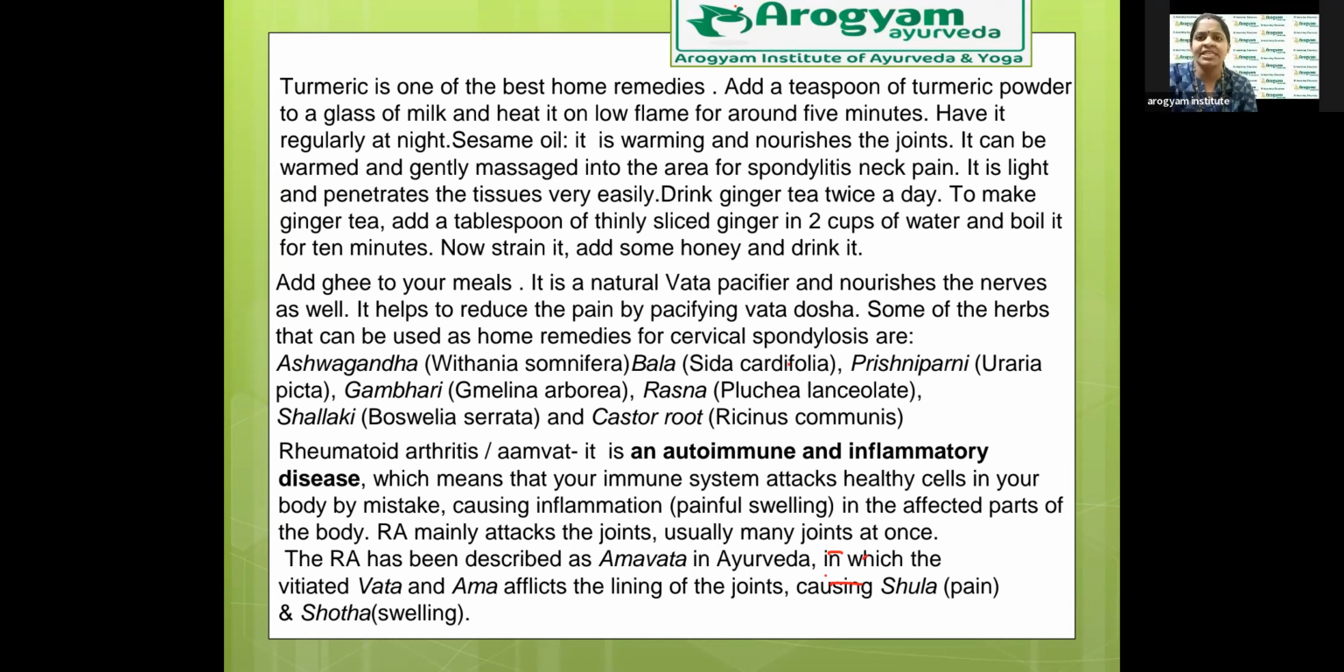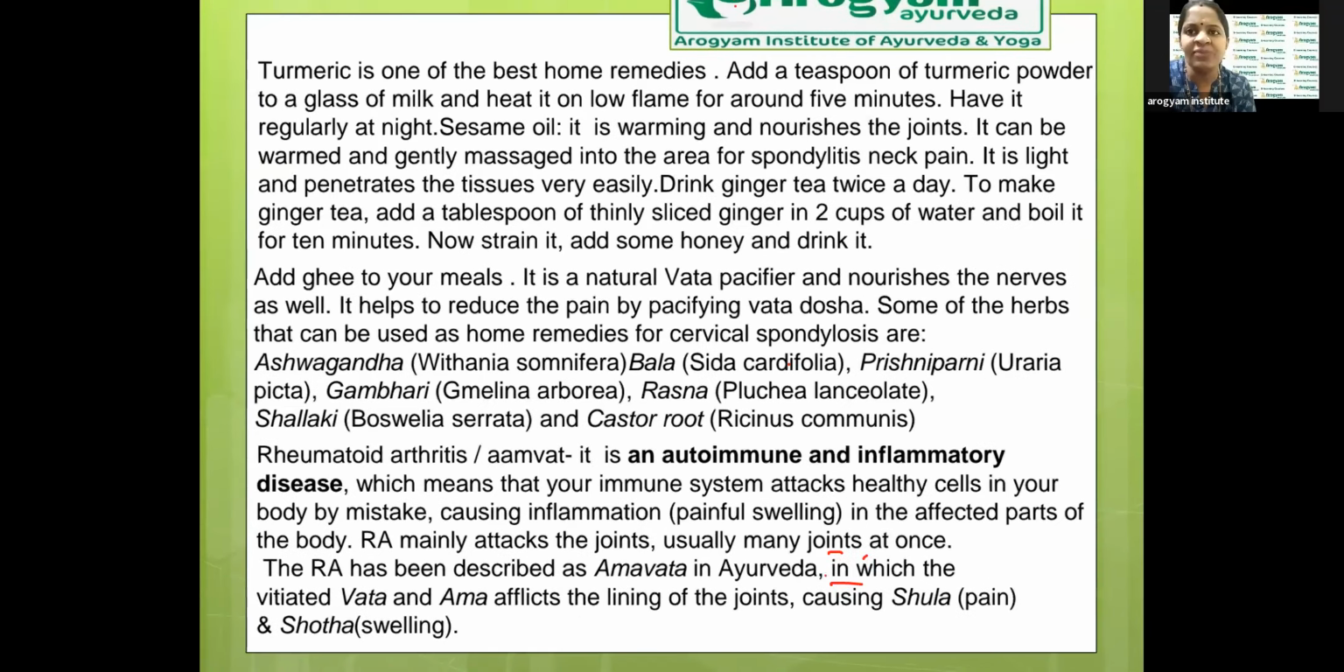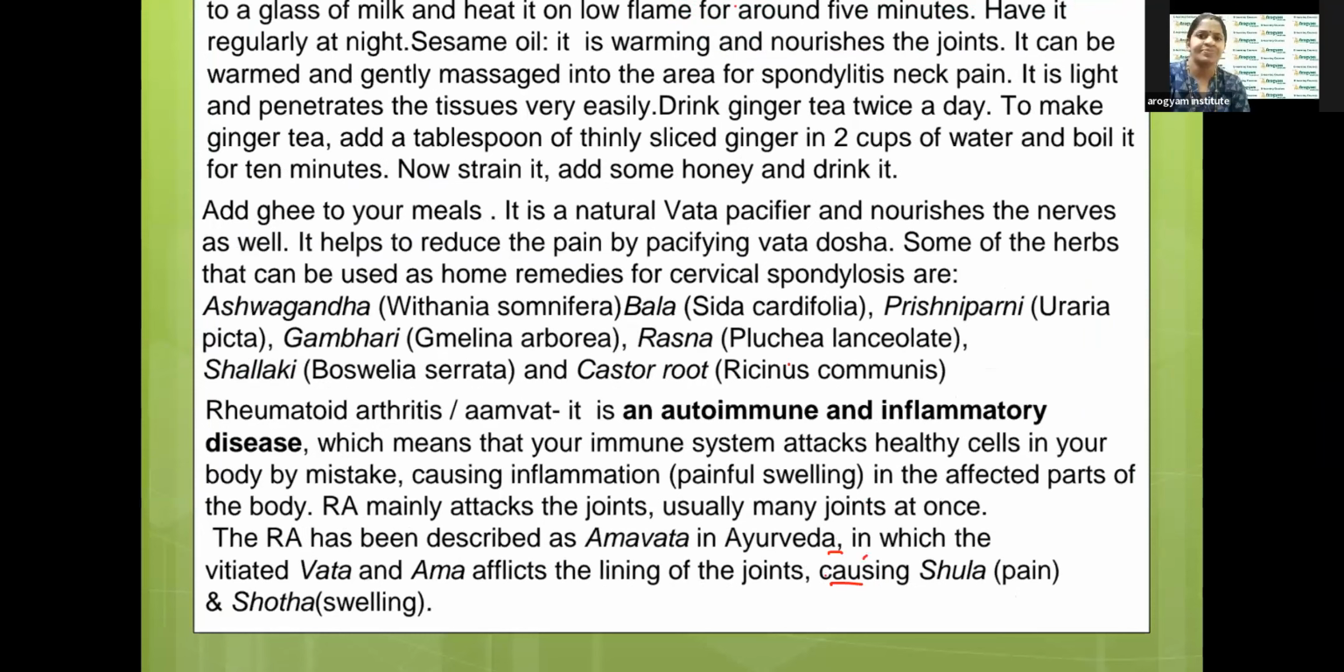Some of the herbs that can be used as home remedies for cervical spondylosis are Ashwagandha, Bala, Prishniparni, Gambhari, Rasna, Shallaki, castor root. So these are all very helpful in balancing Vata dosha. Right. Next is rheumatoid arthritis. No, honey cannot be added in hot water, Prachi. No, honey should not be mixed with hot water. Right.